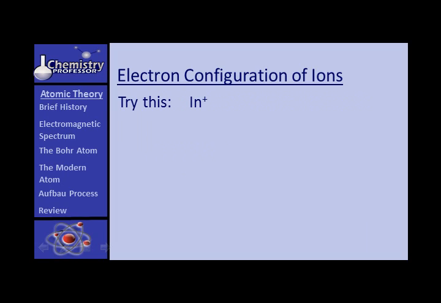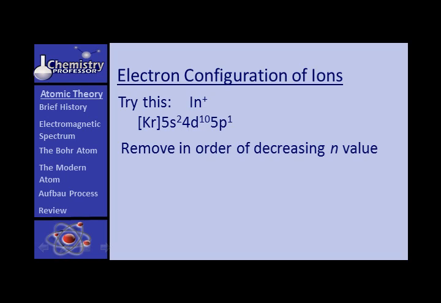Try this one. Indium with a +1. Here's its electron configuration. Now what do you think? Are you going to take 1 from the 5p1? Are you going to take it from the 5s2? Well, the rule is to remove in order of decreasing n value. But there are 2 that have the same n value. In other words, there are 2 that are in the 5.